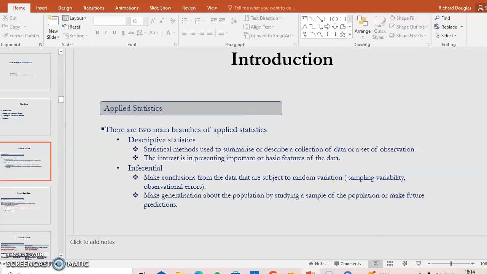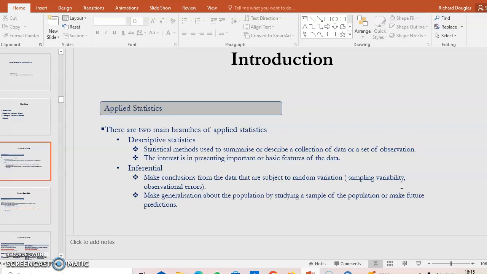So, when you are talking about statistics or analyzing data statistically, we're broadly talking about two aspects, which we refer to as descriptive statistics as well as inferential statistics, or making inferences.